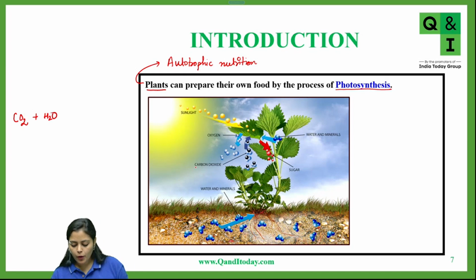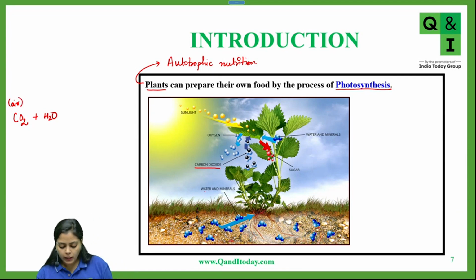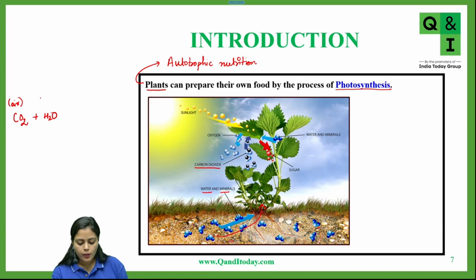You can see from here the carbon dioxide that is being taken from the air. So carbon dioxide is coming from the air, whereas water and minerals are being taken by the plants from the roots. So they are being absorbed by the roots.